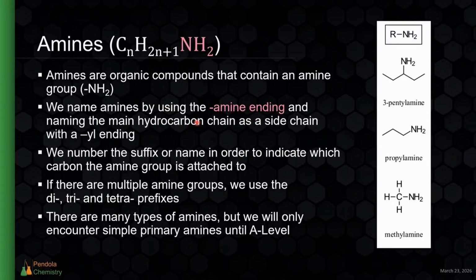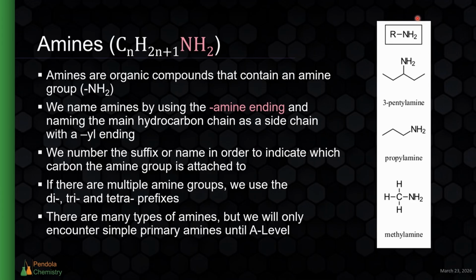Then we have amines. Amines are going to be, again, one of those where we're just replacing a hydrogen for our group. In this case, the NH2 group is what makes an amine. So it's going to be a carbon chain with an NH2 somewhere. And again, these are called primary amines. There are secondary and tertiary amines, but we will look at those in A-level chemistry, not in AS. We name amines by using the amine ending. So it's actually very straightforward. The whole ending is the word amine. And we're going to name the main hydrocarbon chain as a side chain. Why?